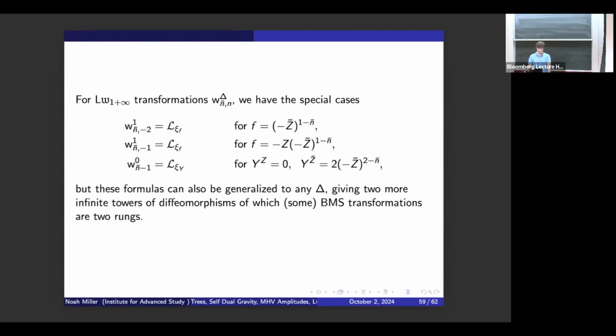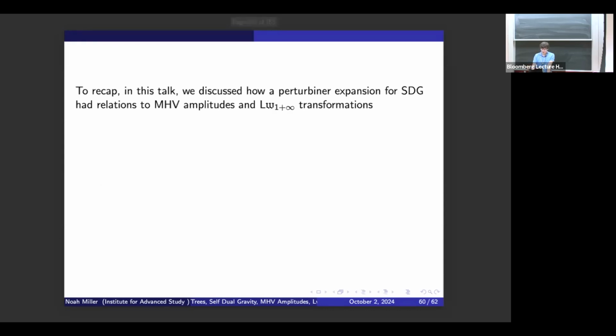Okay, so we're almost at the end, almost out of time. Just to recap, we discussed two things. We discussed a perturbiner expansion for self-dual gravity, just how one writes a metric with an arbitrary number of gravitons in it. That's a very basic thing to want to do, and it could come in handy. And we showed that we could use it to build up the MHV graviton formula. The trees in self-dual gravity imprint themselves on the trees in the graviton MHV formula.